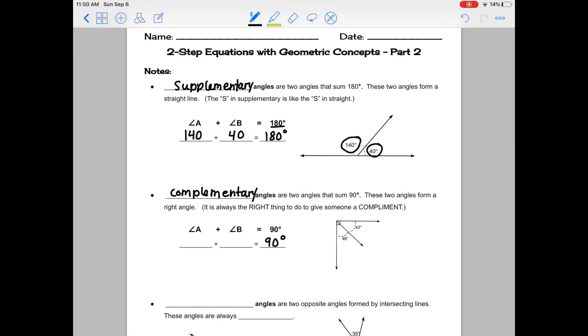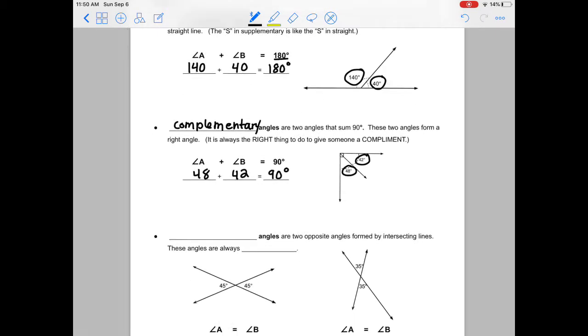Our angle A is 48. Our angle B would be 42. So 48 plus 42 gives me 90 degrees.